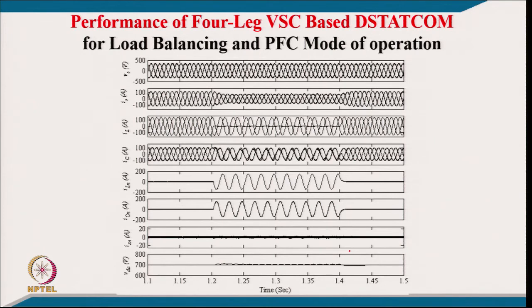So, we have not shown the voltage waveform. So, that is the demonstration for the 3 phase 4 wire system.